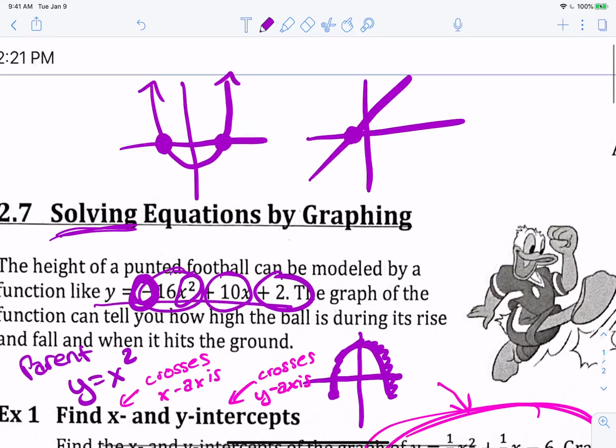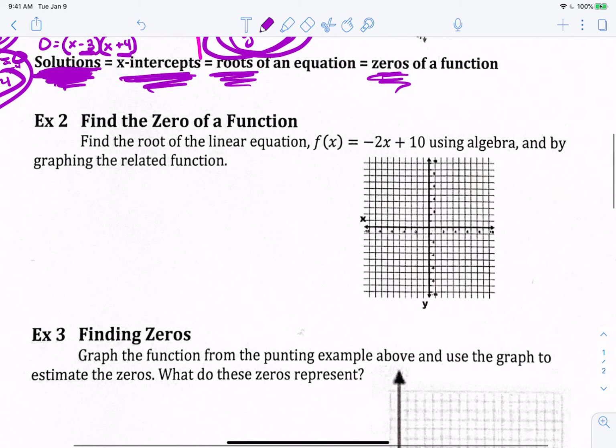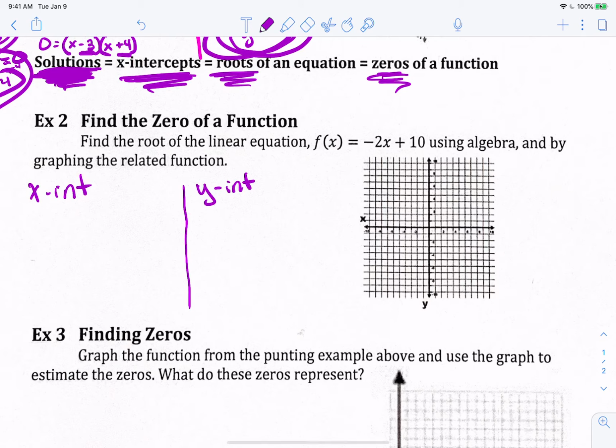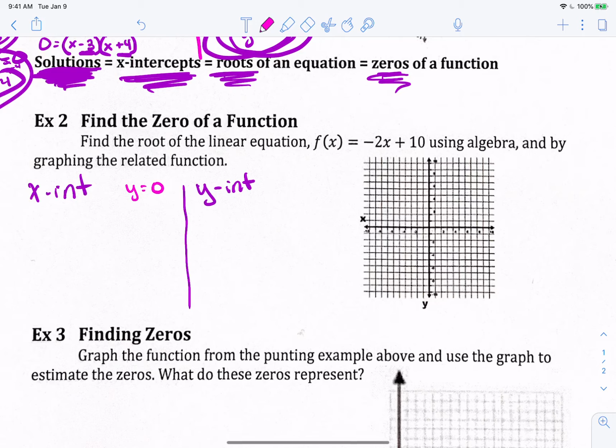All right, so let's go down. Find the root of the linear equation using algebra and by graphing the related function. When we're doing that, we're trying to find the x-intercepts. It doesn't specifically ask for the y-intercepts, but we're going to do the y-intercepts also because that's going to help me to graph it. So for x-intercepts, we plug 0 in for y, and for y-intercepts, we plug 0 in for x. But I don't have a y. If I'm doing this first part, I don't have a y in this equation.